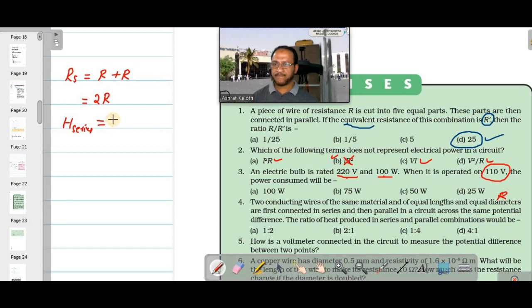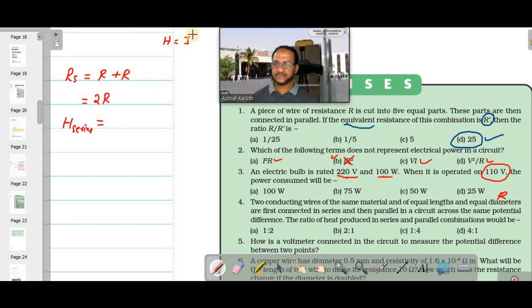Which equation we can use? We cannot use here I square RT. We have to use the equation V square by R into T. But here the resistance value is how much? 2R is there. Resistance is 2R. So I should write V square by 2R into T. We have the equation for heat energy.